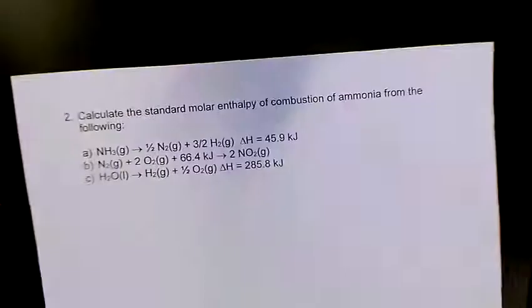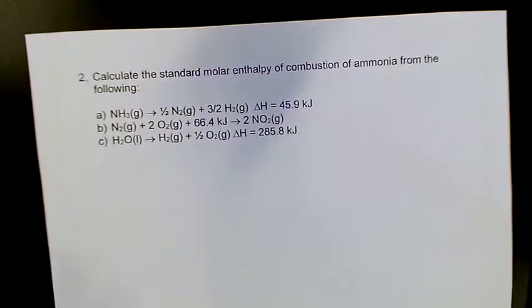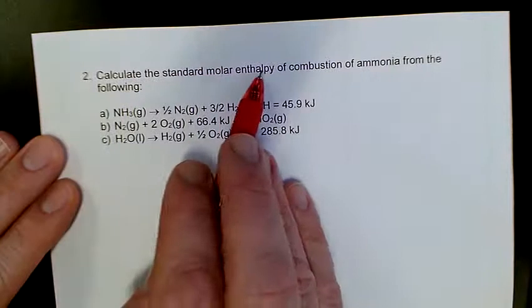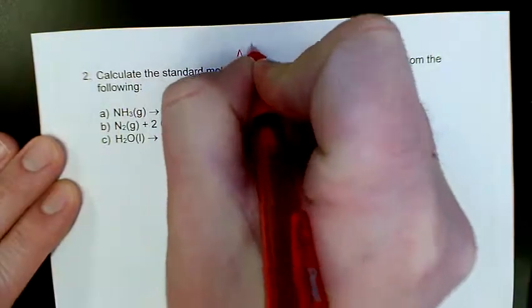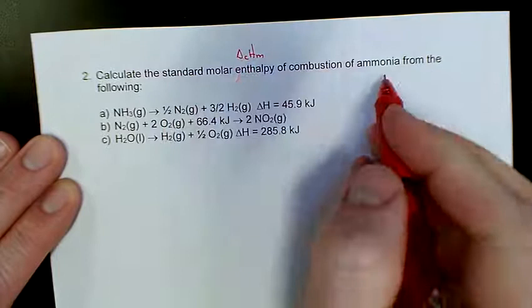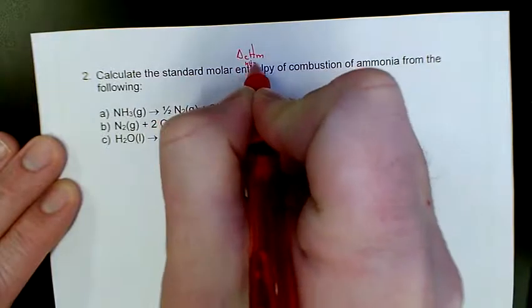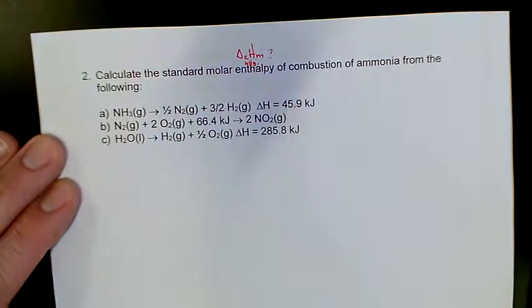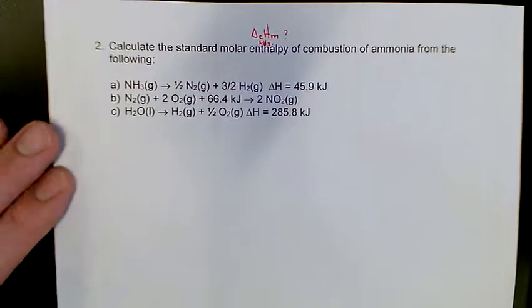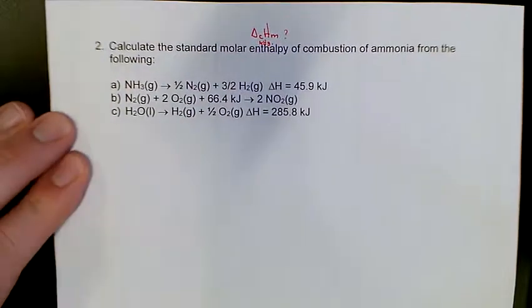go on to one more here. This one's got a little bit more going on. It says calculate the standard molar enthalpy of combustion. So we're looking for delta CHM for ammonia, which is NH3. Okay, that's what we're looking for here. So we do need to show the equation for the combustion of ammonia.